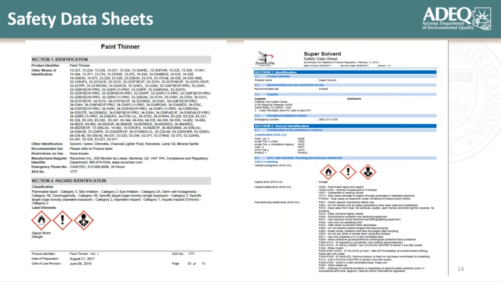Section 3 will include ingredients such as metals or other toxic constituents, and Section 9 will list the material's physical and chemical properties. In Section 9, you can check to verify the material's pH for corrosivity, if applicable, and flash point for ignitability, that is below 140 degrees Fahrenheit.